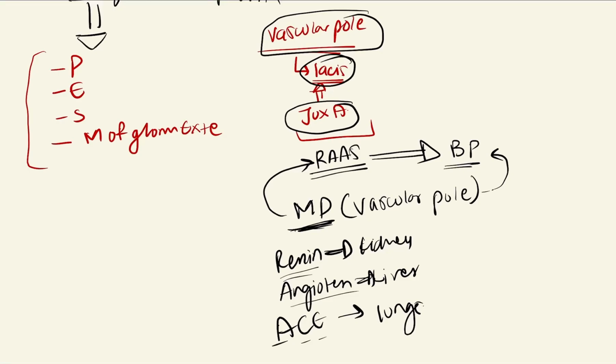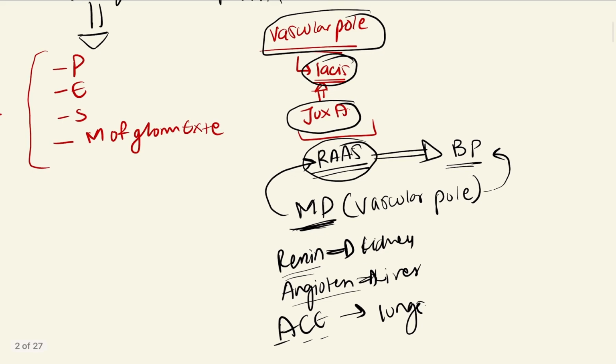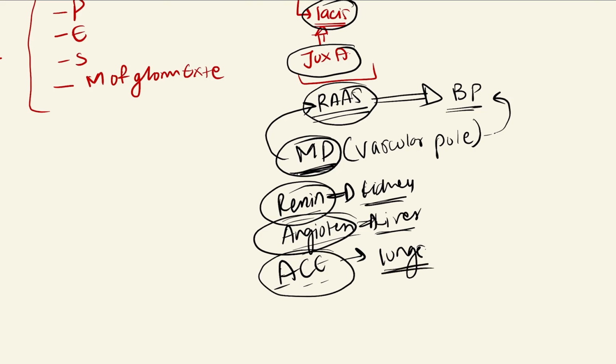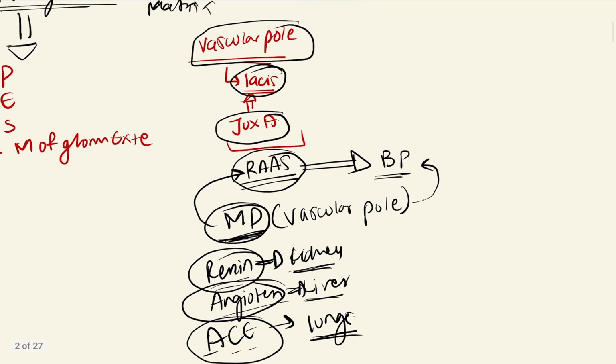Juxtaglomerular apparatus. On this juxtaglomerular apparatus, there is presence of RAS, and this is the one that regulates blood pressure. And then this is the place where macula densa is present. Okay, renin is in the kidney. If you're talking about angiotensin, it is present in the liver, and if you're talking about ACE, it's present in the lungs.